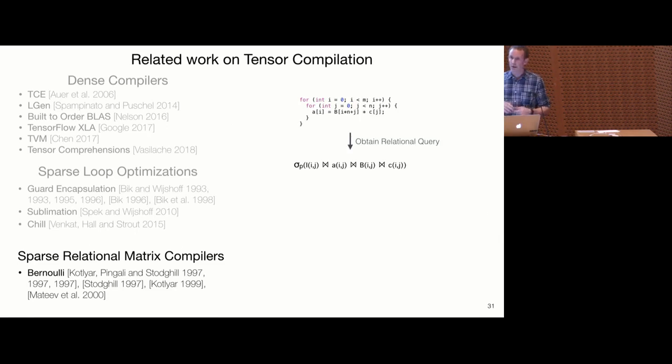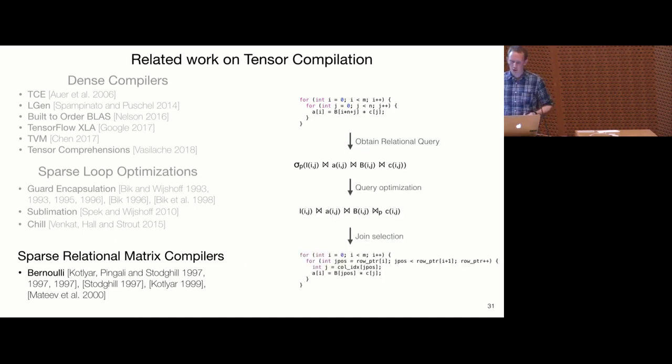In this work, they again start with a dense loop. Then they obtain a relational algebra query from that, which is very interesting because it turns out that relational algebra and linear algebra are very similar. You join columns of a table in relational algebra, and in linear algebra you join dimensions which have coordinates, and those coordinates can have different types. So you generate a relational algebra query from it, so you have to analyze it again. Then you do query optimization, and then you do join selection like you do in a normal database.